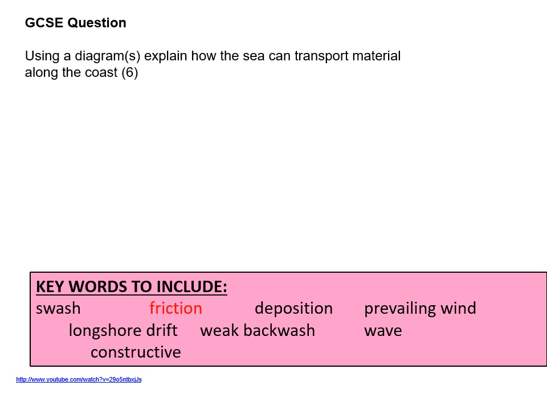Our question also says we want to include a diagram or diagrams. So that's really important because that diagram is going to help us explain how the sea transports material on the coast. In order to explain it, we are going to need to use labels and annotations. We can't just simply draw a diagram because that diagram would not be explaining. So those labels would need to make sure we're doing that, either through annotations on our diagram or maybe a key that would then refer to what we say in our answer.